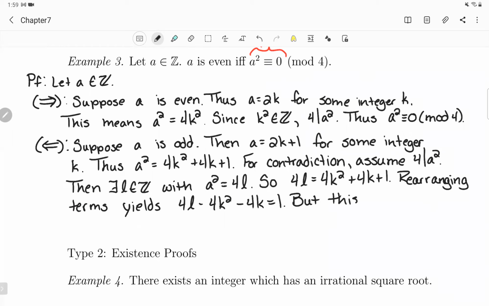But this means, divide everything by 4, what do we get? L minus K squared minus K equals 1/4 is an integer. And that's definitely not possible, right? That's definitely a contradiction. So we get a contradiction. We could just, that's it. It's right there. You see it. So like here, it's obvious.